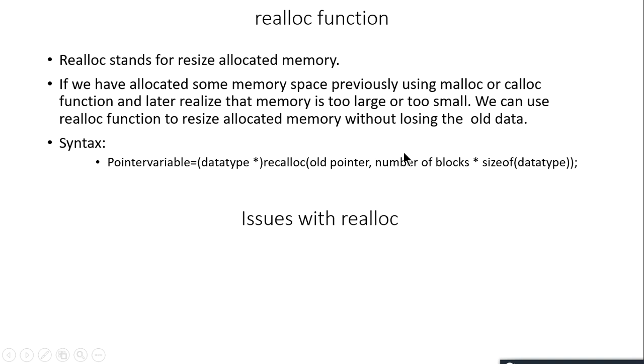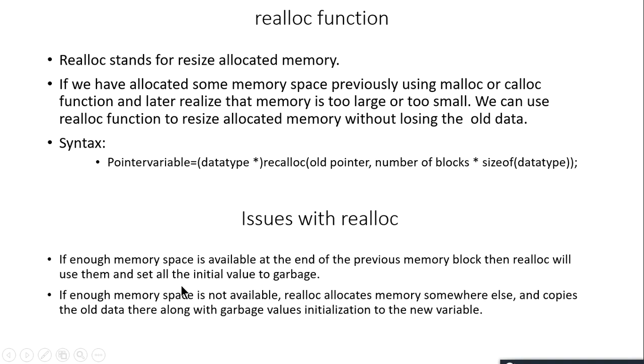Now realloc can create some issues. Let's see what the issues are. Most of the time you will have memory space available, but what if you do not? If enough memory space is available at the end of the previous memory block, then realloc will use it and set all the new values to garbage. And in some cases, if there is no memory space, it will copy the given data into some other memory space where it can find room, and will add the extra spaces that you want to the previously allocated memory locations.